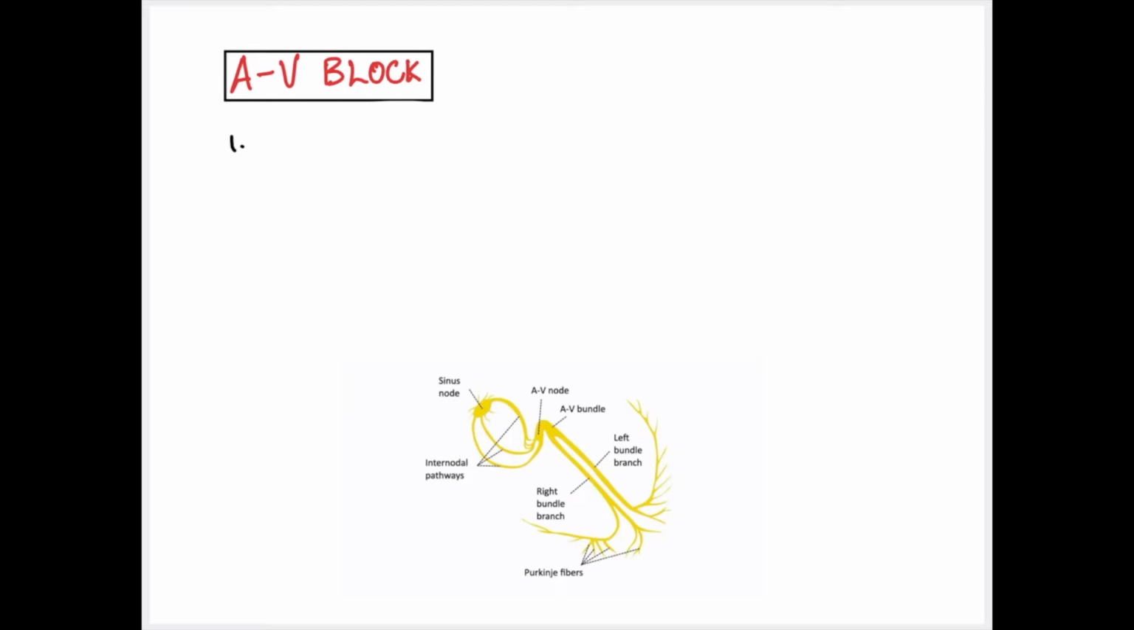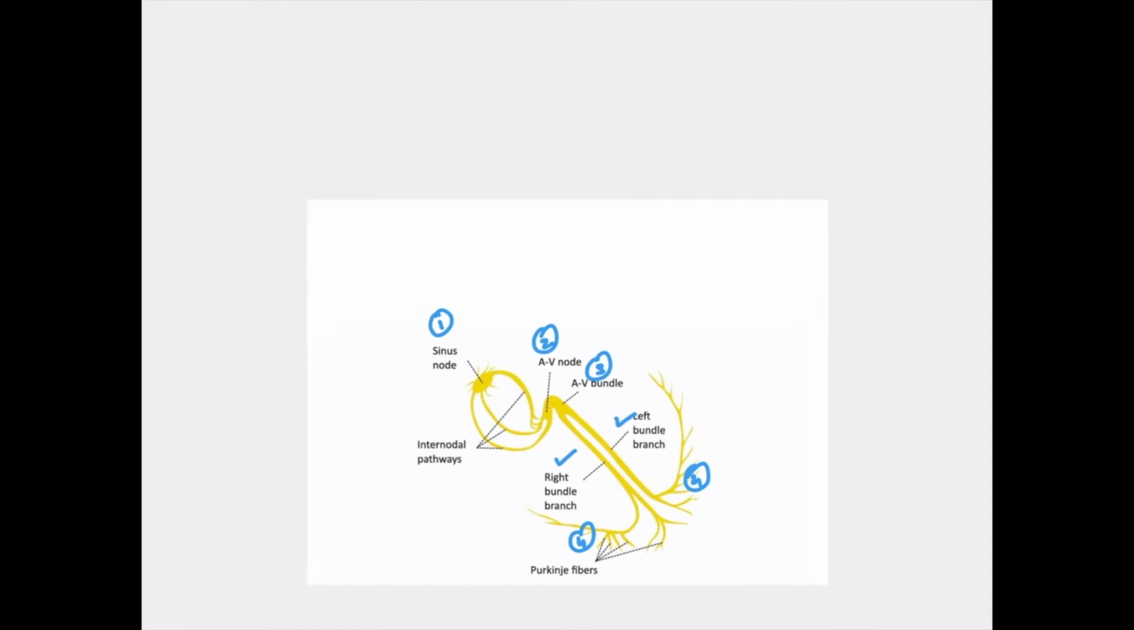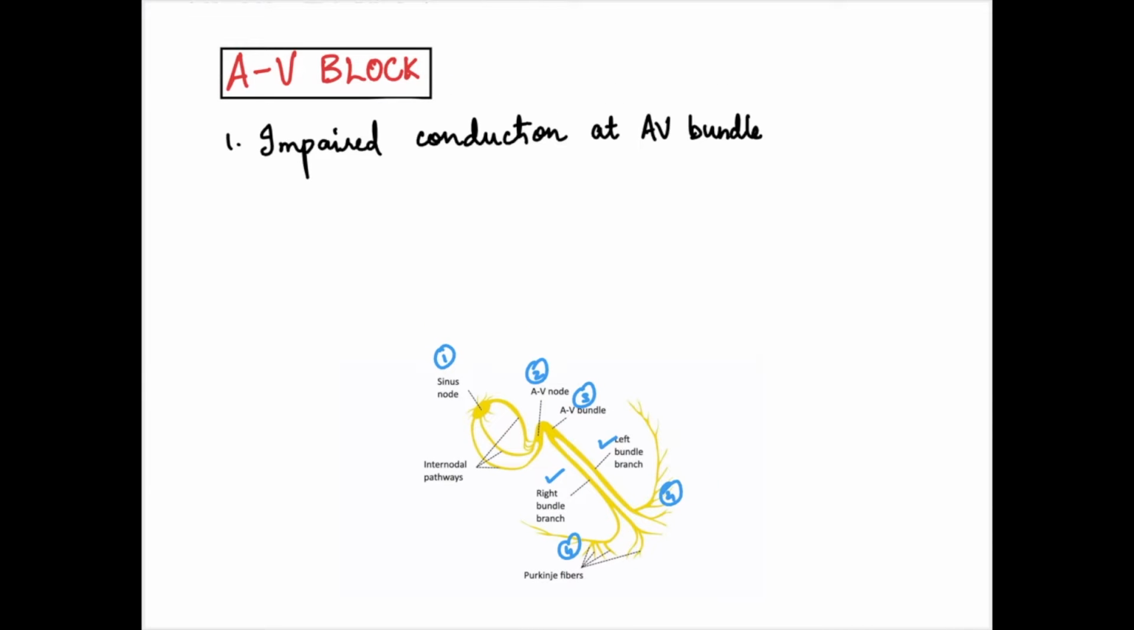So what is an AV block? AV block is an impaired conduction that is happening at the AV bundle, which is also called the bundle of His. So generally there is a conduction delay at the bundle of His. If you take the normal conduction system pathway, the impulse, the wave of depolarization, starts from the SA node, then travels to the AV node, then to the bundle of His, that is the AV bundle, which is left and right, and the Purkinje fibers. So this is the normal conduction system of our heart.